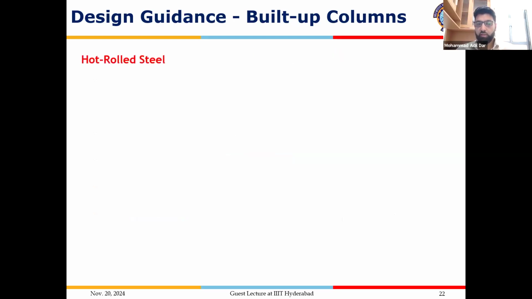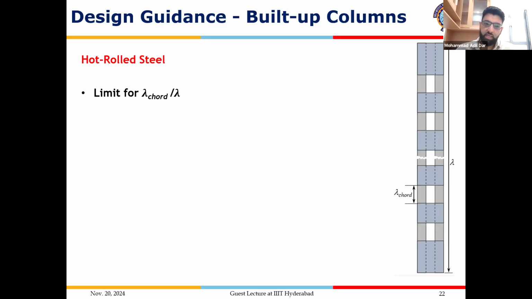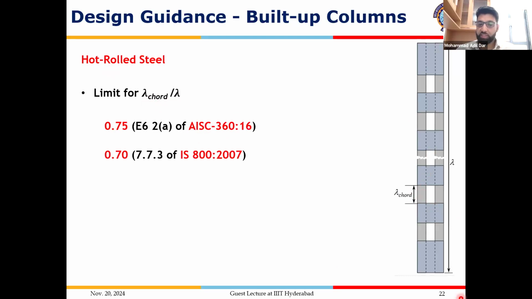Now, for hot rolled steel, there are certain limits. For example, there's a limit for lambda chord by lambda. Lambda chord is the slenderness of the unsupported chord between the batten plates, and lambda is the slenderness of the built-up section. So for lambda chord by lambda, there's a limit. It should be 0.75 as per AISC 360. That means your unsupported chord should be stockier than the overall slenderness. It's 0.7 as per IS 800.